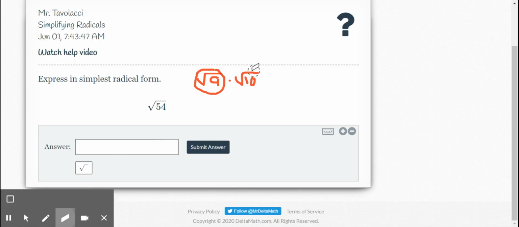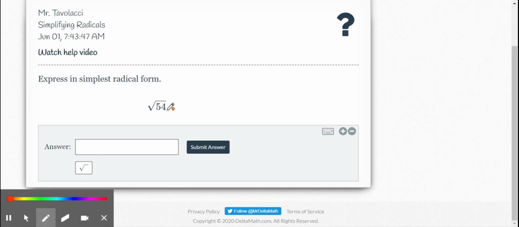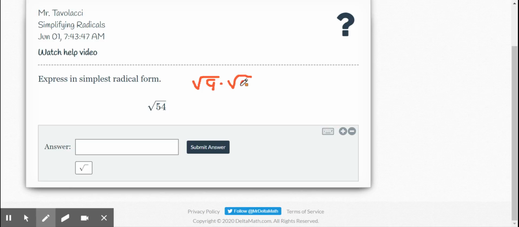Okay, looks like we've got 54. So we're going to break up 54. 5 plus 4 is 9. So we know it's divisible by 9. Square root 9 times square root 6. Okay, square root of 9. There's our perfect square. We can take it. And the square root of 9 is going to be 3.